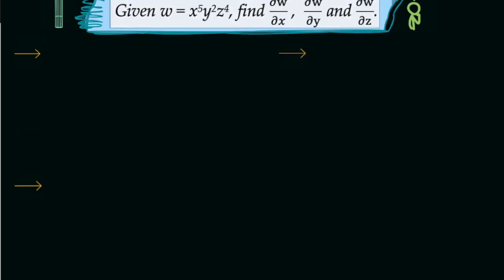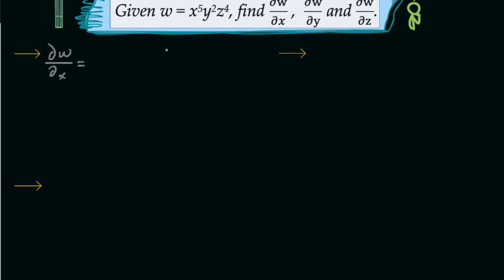In the next example, we have the function w equal to x to the 5th power, y squared, and z to the 4th power. The requirement is the partial of w with respect to x, the partial of w with respect to y, and the partial derivative of our function w with respect to z. Let's have first the partial of our function w with respect to x.